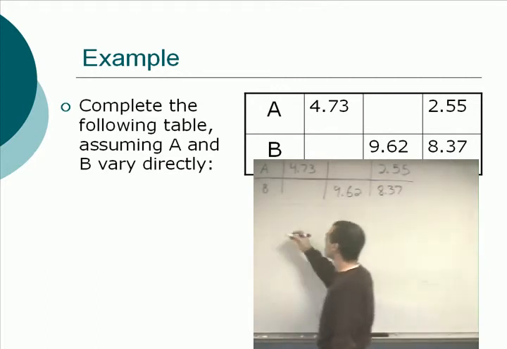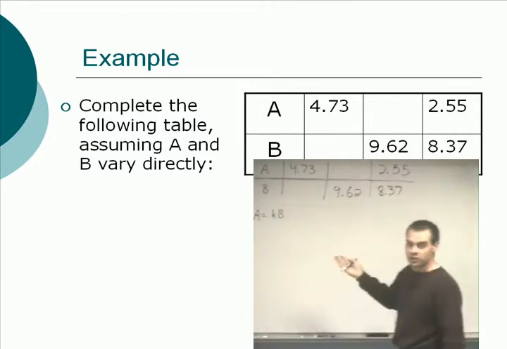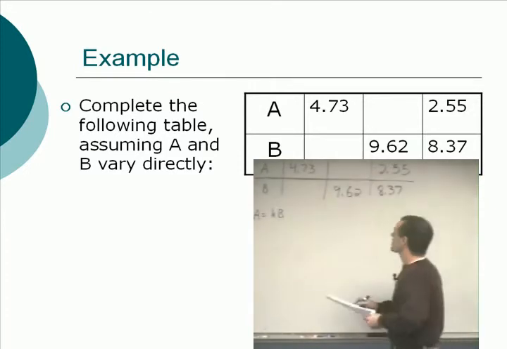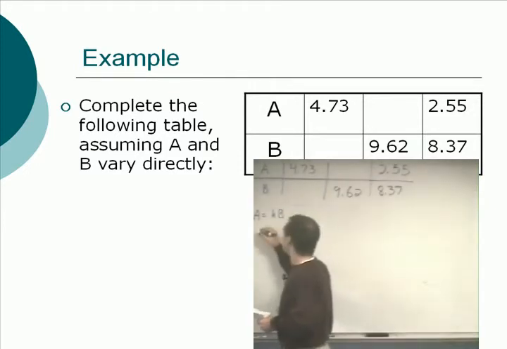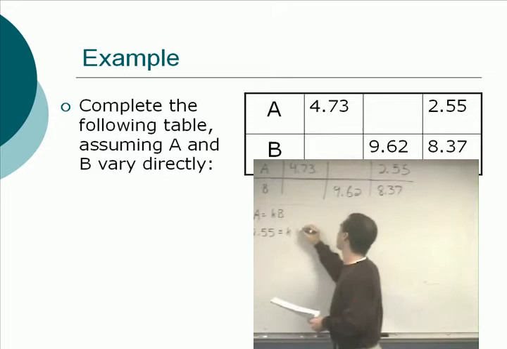So we know that A is directly proportional to B, and incidentally, we could set up a proportion and solve this, but we're going to get in the habit of using K. A is equal to K times B, and so we know that 2.55, from the one case that we're given, 2.55 is equal to K times 8.37.